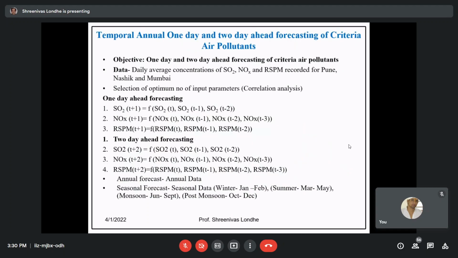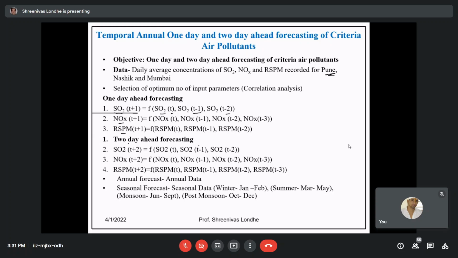So with this particular objective, the work was done for Pune, in which SO2 for T+1, that is for 1 day ahead, say for example tomorrow, was predicted with input parameters as a function of SO2 at T, that is the concentration of SO2 for today, SO2 at T-1, that is yesterday, and SO2 at T-2, that is day before yesterday. In a similar pattern, the input parameters were selected for NOx and RSPM. Now, in a similar way, as 1 day ahead, 2 day ahead forecasting was also designed.